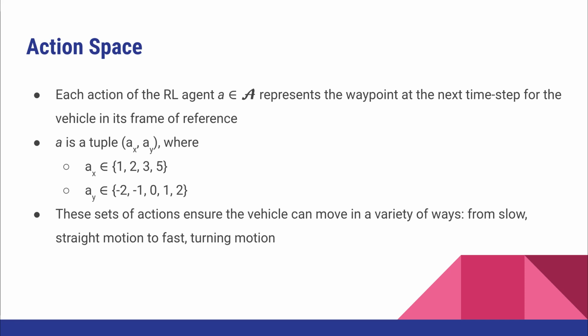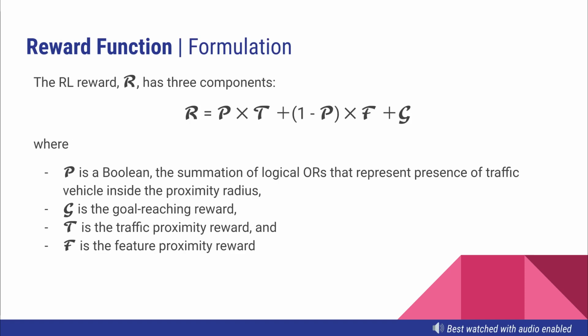The RL agent has a discrete set of actions that it can choose from, namely capital A. Each action, small a, in capital A represents the waypoint in the next time step for the vehicle in the vehicle's frame of reference. This action A is defined as a tuple containing AX and AY. AX is chosen from the set 1, 2, 3, 4 and 5, and AY is chosen from the set -2, -1, 0, 1 and 2. These actions were selected in such a way that the ego vehicle can execute a diverse range of motions, from slow straight moving to fast turning motions.